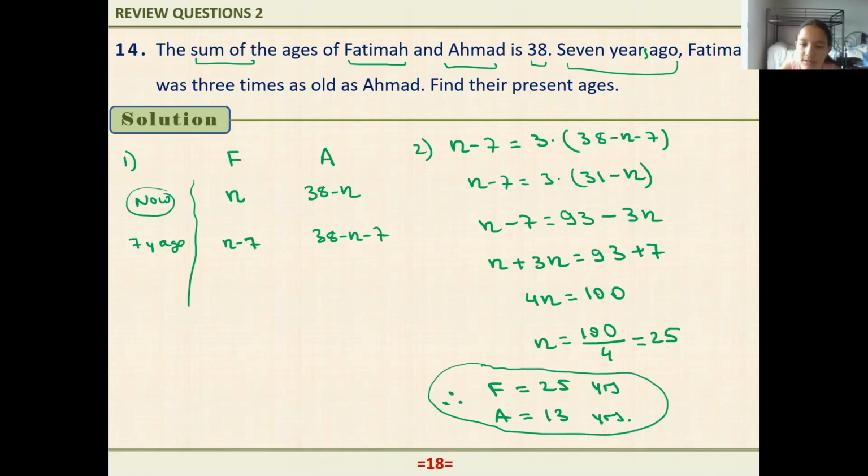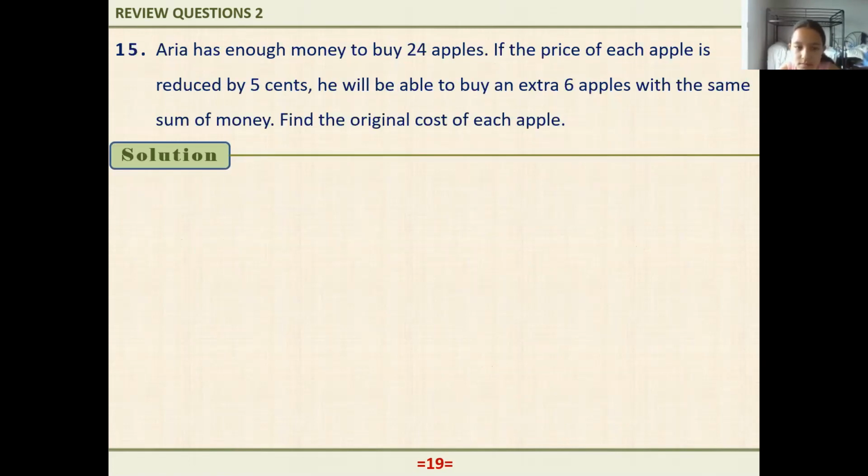I see. Good. All right. Read the problem. Arya has enough money to buy 24 apples. If the price of each apple is reduced by 5 cents, he will be able to buy an extra apple with the same sum of money. Find the original cost of each apple.